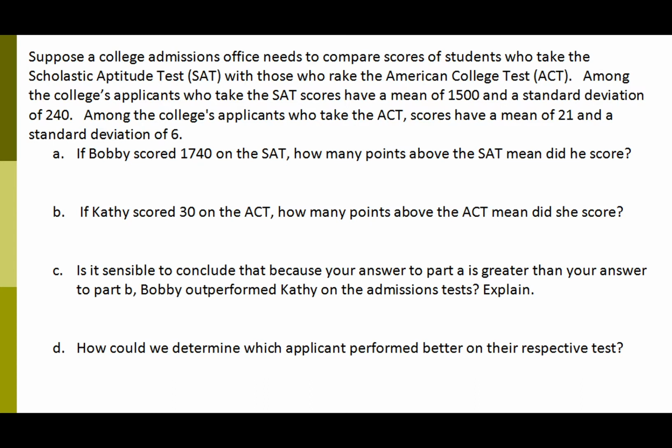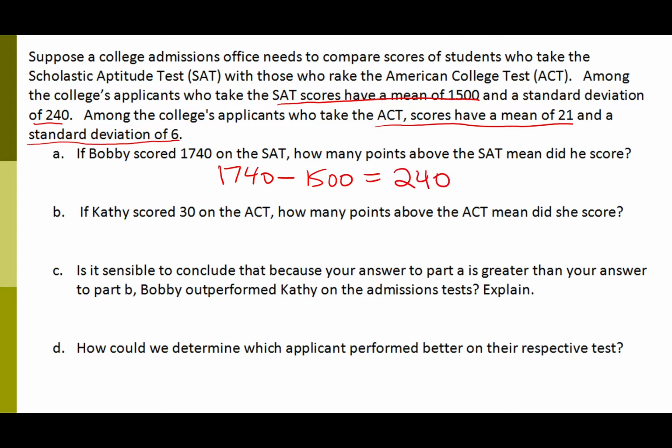So let's look at this situation to see why it might be important for us to use a z-score. Suppose a college admissions office needs to compare scores of students who take the SAT and those who take the ACT. SAT scores have a mean of 1,500 and a standard deviation of 240. ACT scores have a mean of 21 and a standard deviation of 6. Bobby scored a 1740 on the SAT. How many points above the mean score did he score? So your value, 1740, minus your mean of 1500 gives you 240 points.